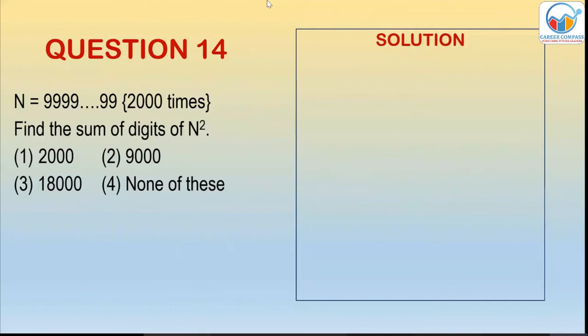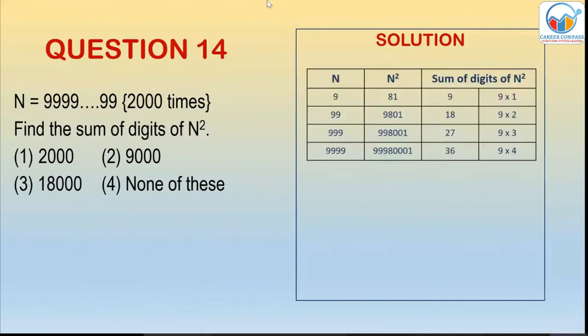See, first, if you look at the pattern of the numbers here, you see 9 square is 81, and the sum of the digits is 9, which can be written as 9 into 1. Again, 99 square is 9801. The sum of the digits is 18, which can be written as 9 into 2. Interestingly, 999 square is 998001.